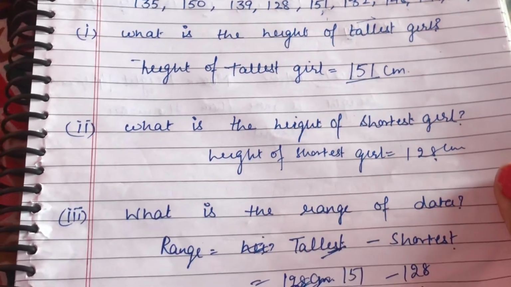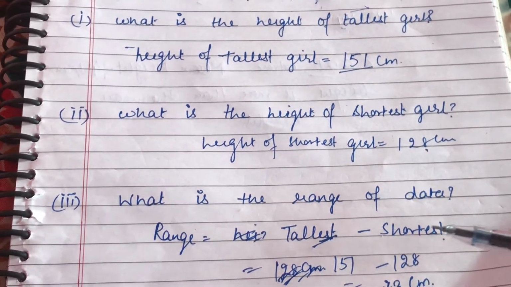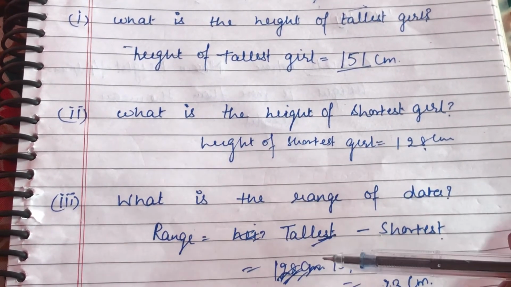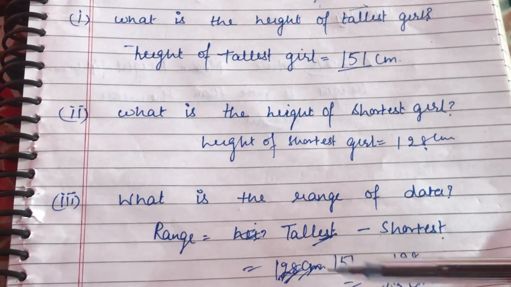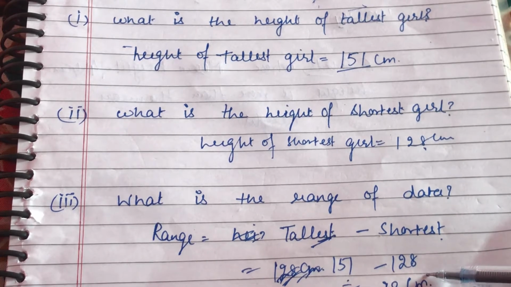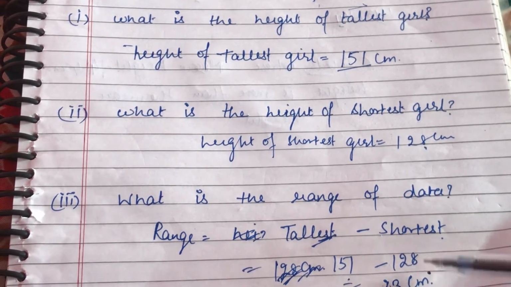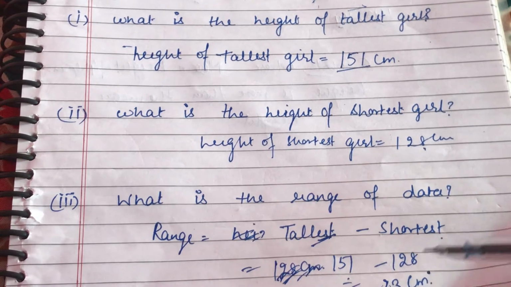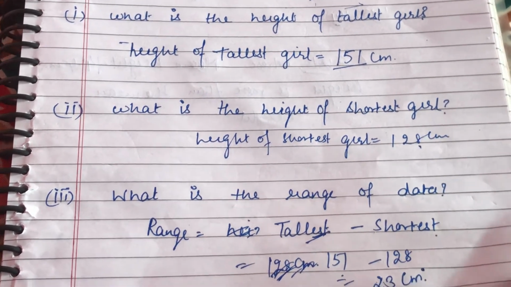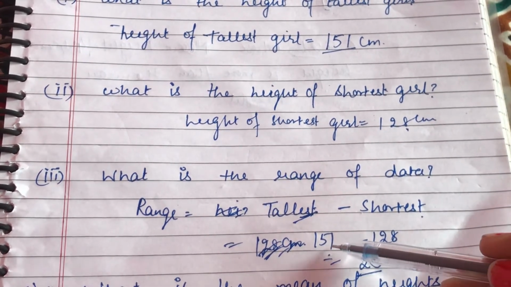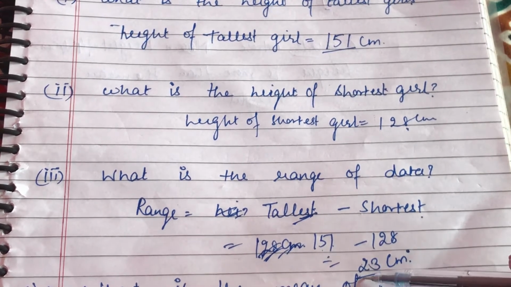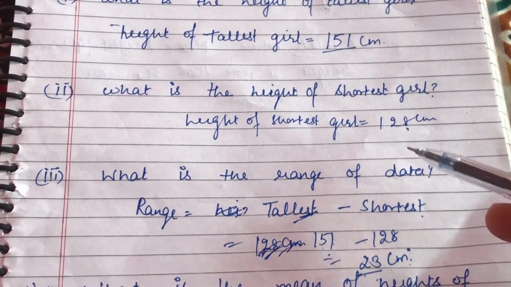In the next part, third, what is the range of data? We have to find out the range of the data. How to find out the range? Tallest minus shortest. Tallest is 151 centimeter minus shortest is 128. We have already found these in the first and second parts. So the difference between 151 minus 128: after subtracting we get 11 minus 8 is 3 and 4 minus 2 is 2. So 23 centimeter is the range of the data.